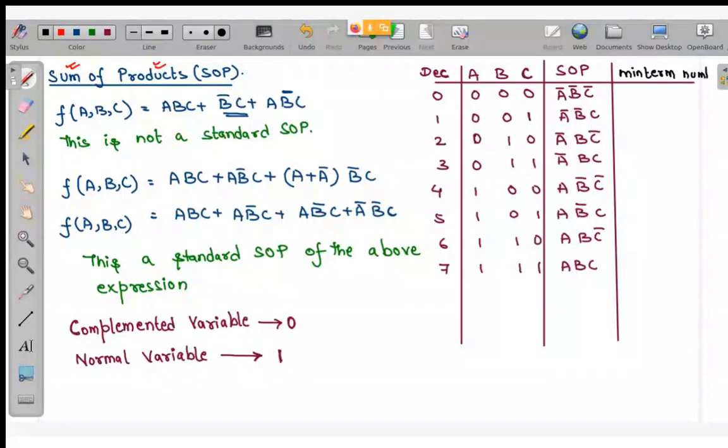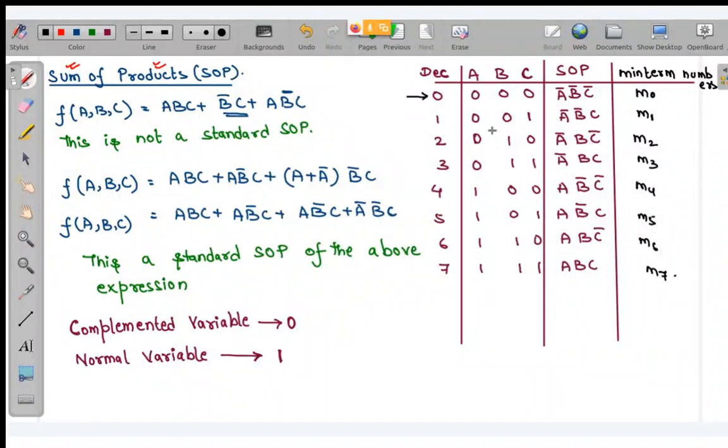This corresponds to decimal 0, so I am going to write it as m0 in small m. Over here I am going to write m1. This will be m2, this will be m3. This will be m4, m5, m6, m7.